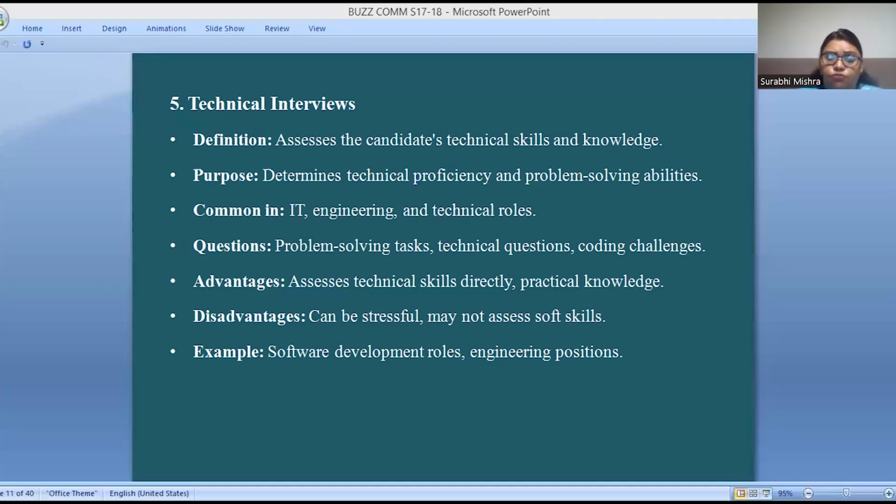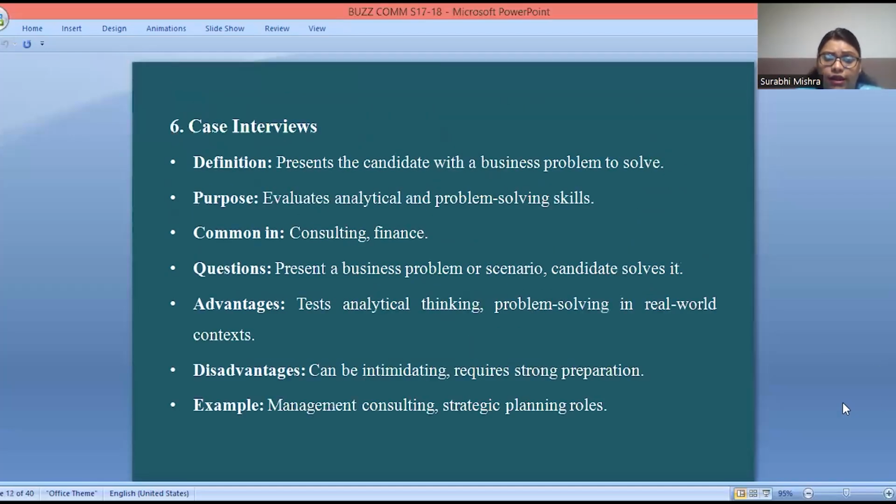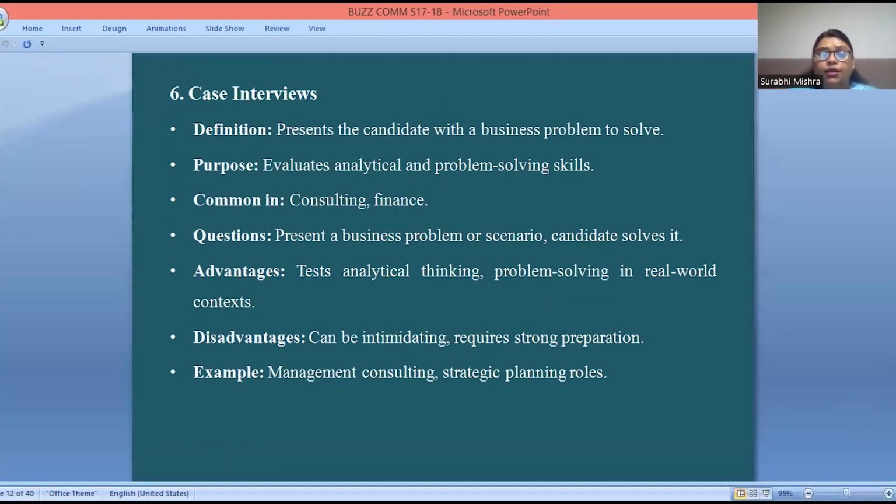The next category of interview is the case interview. In this type of interview, the candidate is presented with a business problem, or they identify a business problem and give a solution to it. So the case interview presents the candidate with a business problem to solve. Here a business problem is given and the candidate is asked to identify it and to give a solution to it, right? The purpose here is to evaluate the problem solving and analytical skills of an individual, to see how the person is able to solve the particular problem and tackle it.